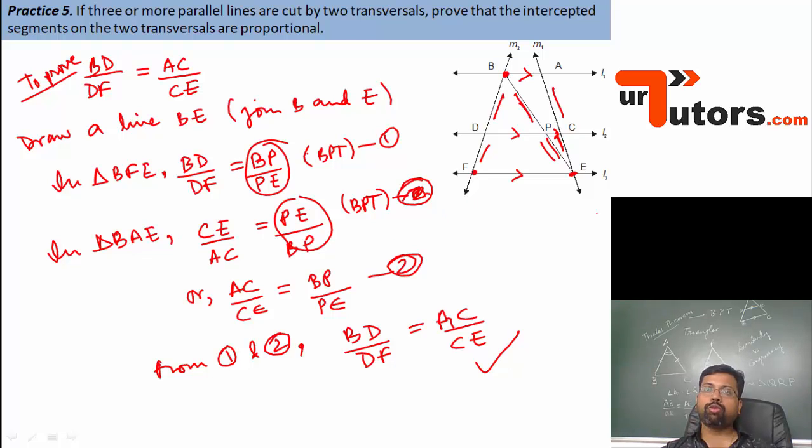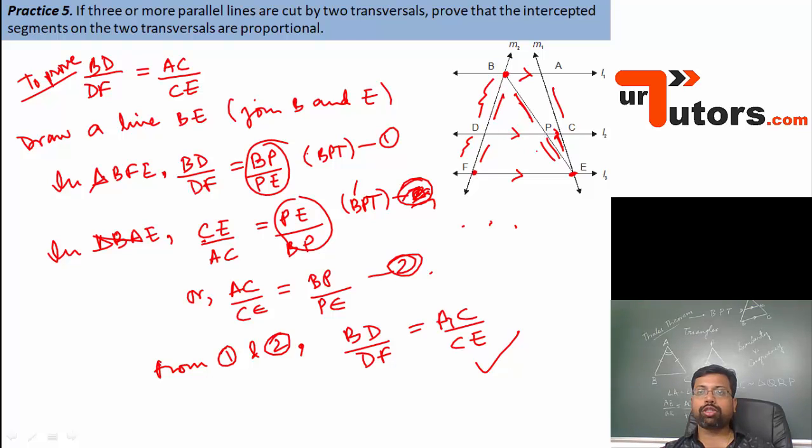So you have three or more parallel lines. We have taken three. You can also do it with four lines. Okay? So you have three or more parallel lines, and what does it say? It says that the transversals cut equal intercepts. So the ratio in which they intercept is the same. So BD by DF is equal to AC by CE is what you have to prove.